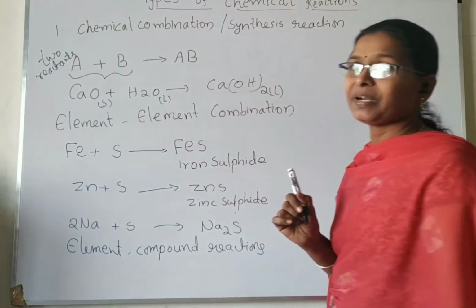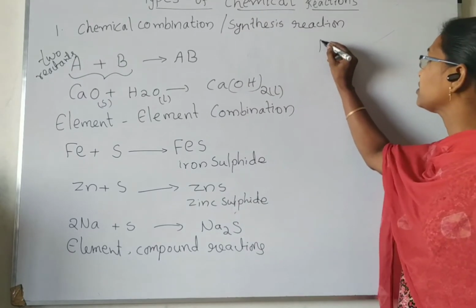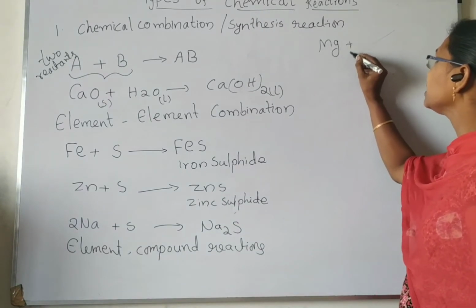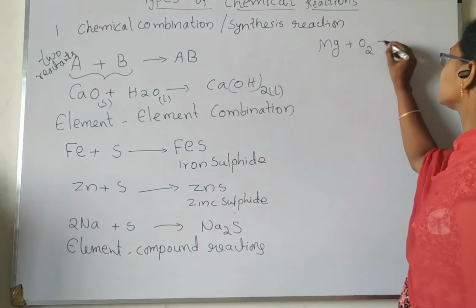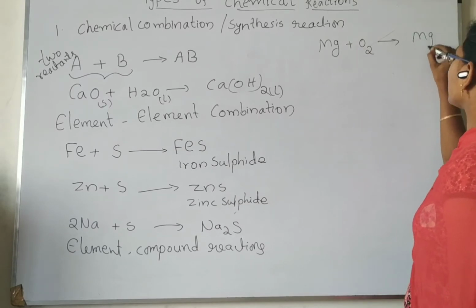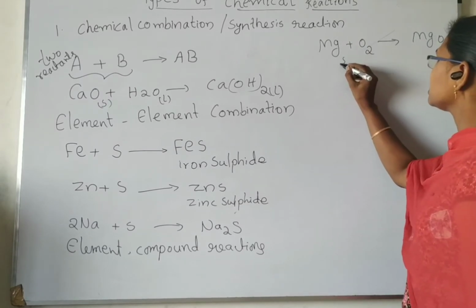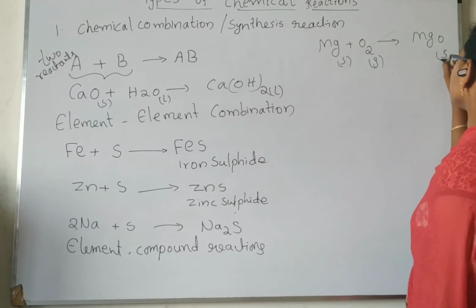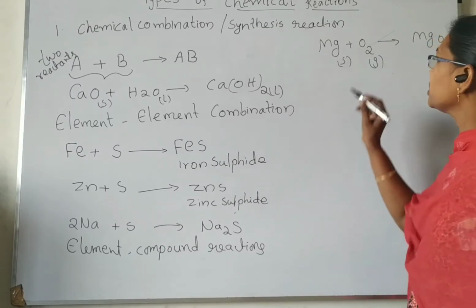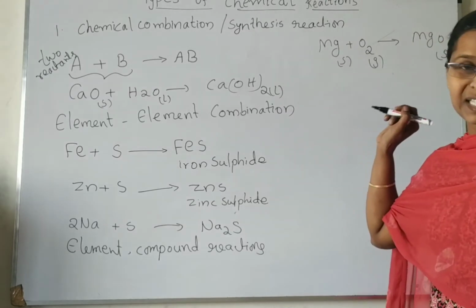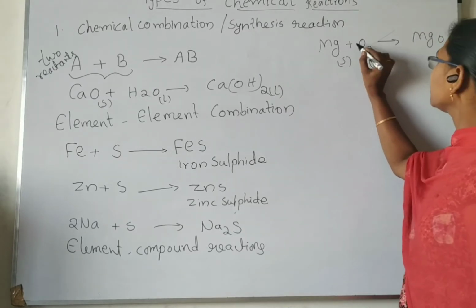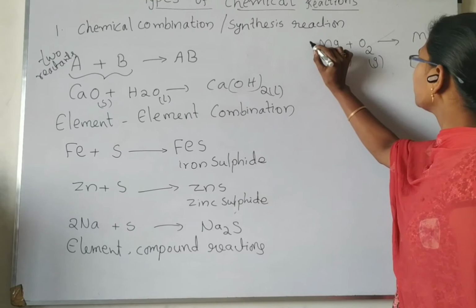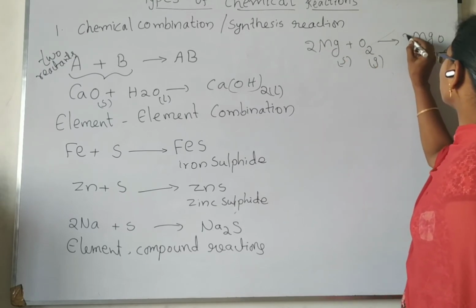And the magnesium ribbon activity, in our previous classes we have discussed, that is magnesium plus oxygen forming magnesium oxide. This is a solid, gas, and next again this is also solid. So here a combining, oxidation reaction is happening. To balance this one we are writing 2 Mg and 2 MgO.